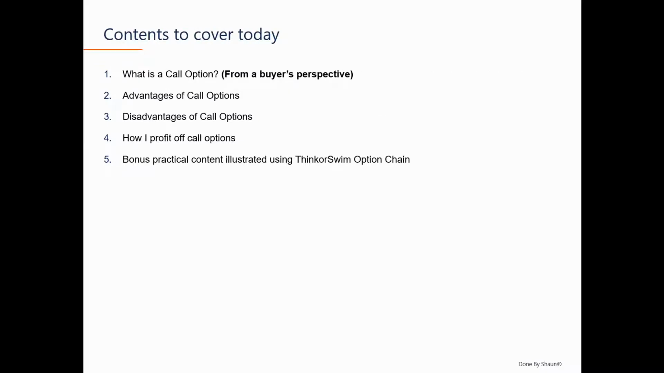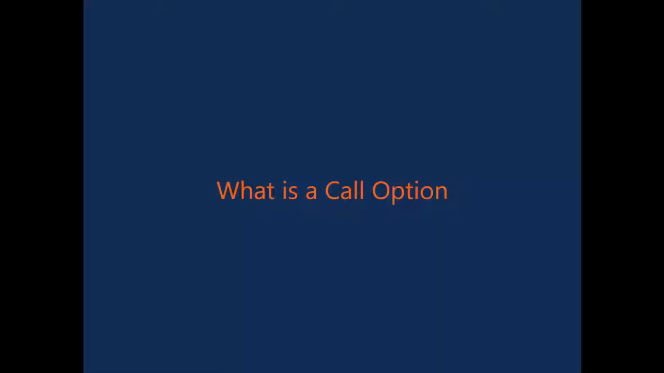The content today is as shown. I will go through the basics of what a call option is from a buyer's perspective. Fundamentally, what does buying a call option mean? Its advantages and disadvantages, and then I'll share how I use them to profit from the markets. And at the end, we'll have a bonus session on how to navigate the platform a little bit, what tabs to look at, where to find the option chain, and what to click to execute the buy order for a call option. I'm using Thinkorswim. If you're using other brokers, then it might not be so relevant, but personally, I like Thinkorswim a lot in terms of the interface.